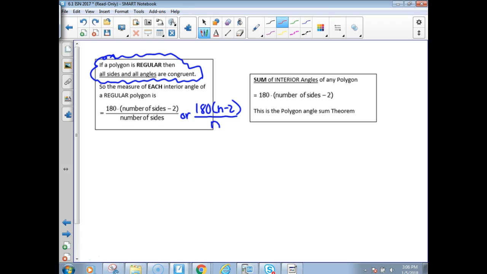You need to pay attention to whether it's asking you for the sum. If it says sum, then you're just doing the 180 times n minus 2. This is called the polygon angle sum theorem.